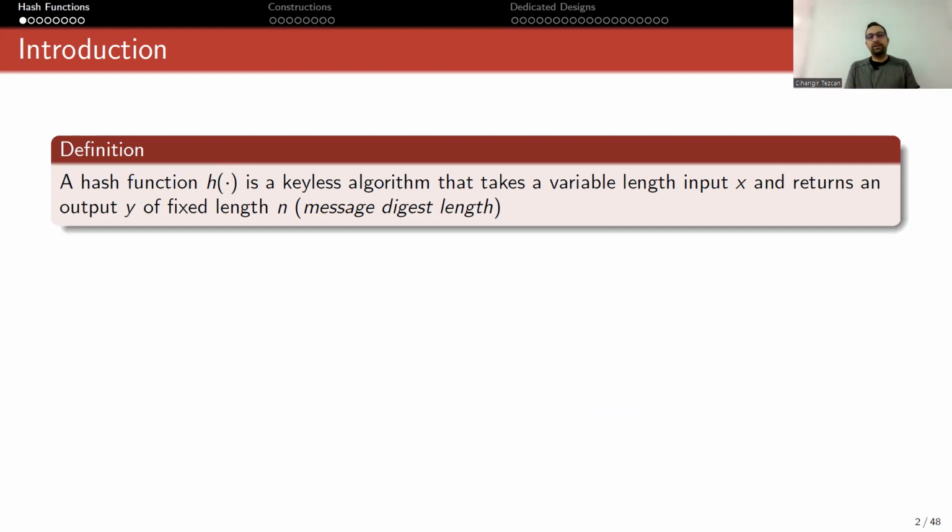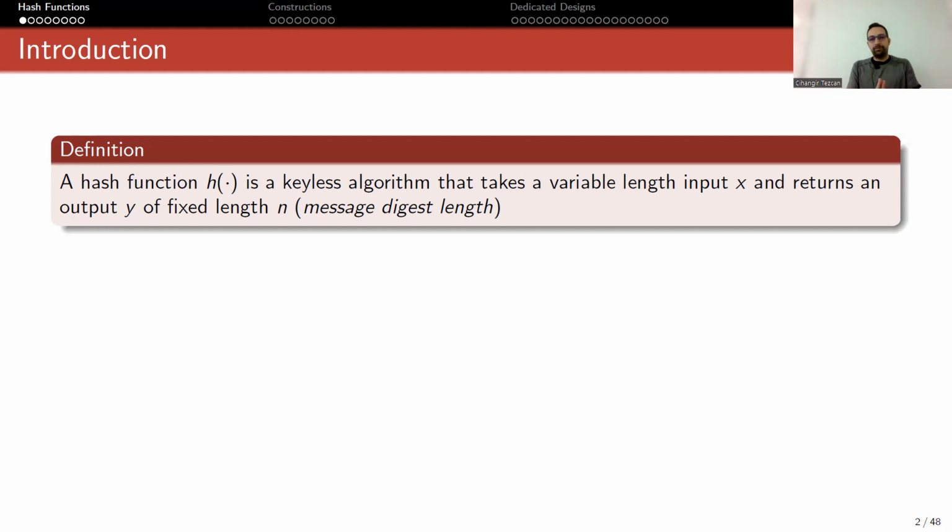A hash function h is a keyless algorithm that takes a variable length input x and returns an output y of fixed length n. The output is referred to as the message digest, and n is the message digest length. So the idea is simple. You have an algorithm. It doesn't have any secret component. It doesn't use a secret key or anything. So everything is known.